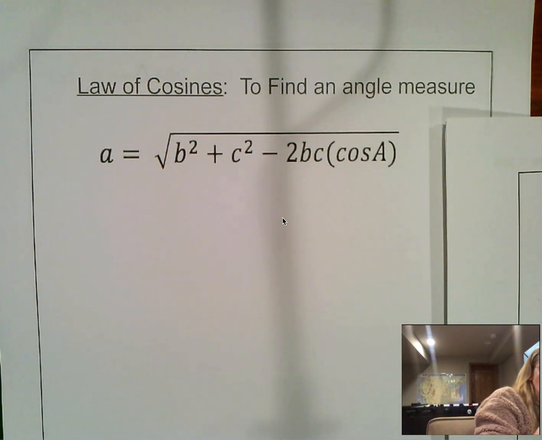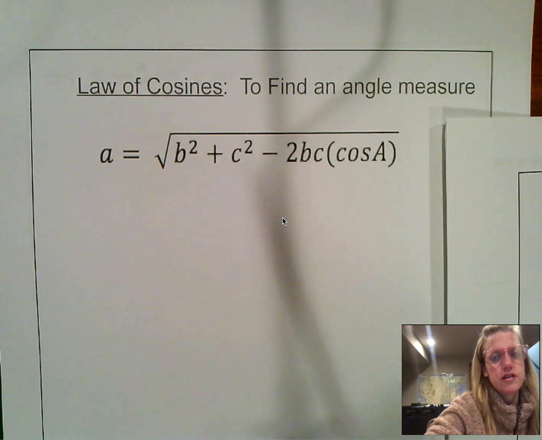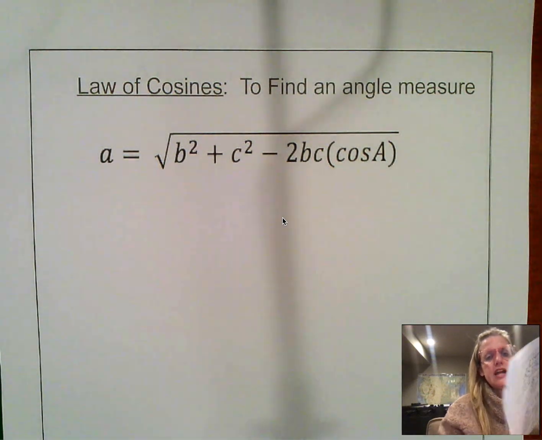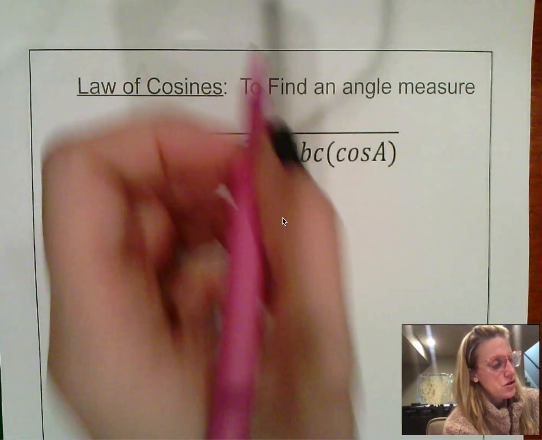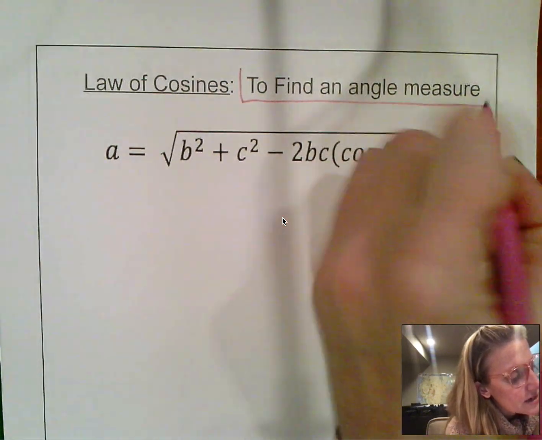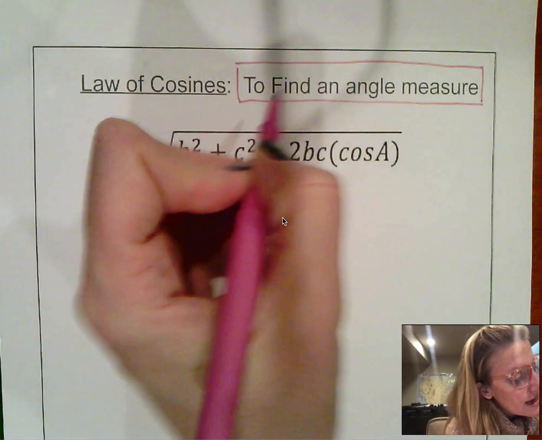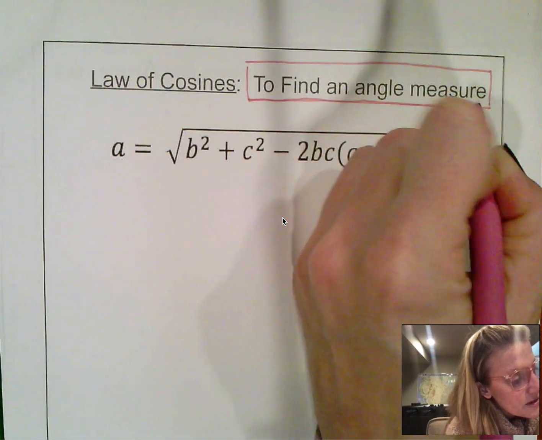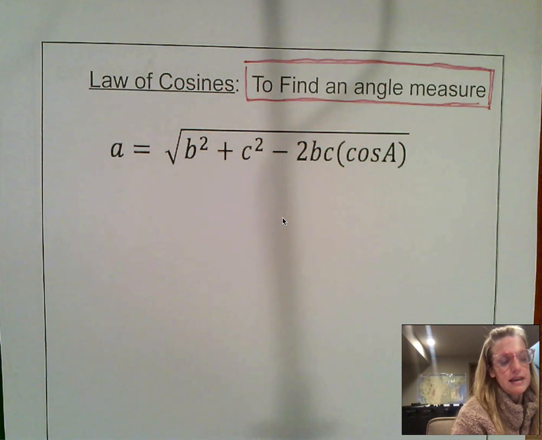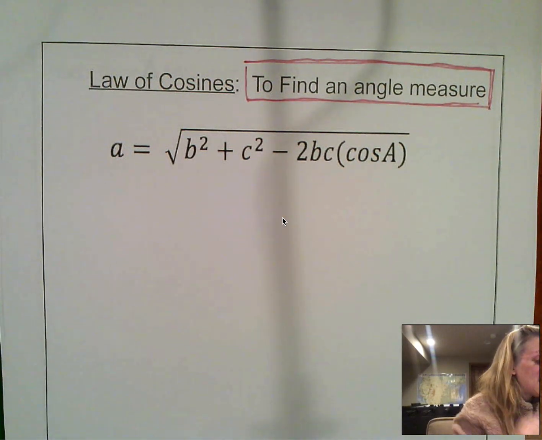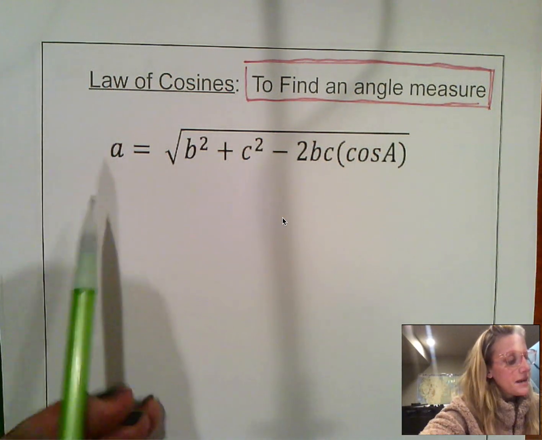All right. Now the question is how can we change this formula to be when we're finding an angle measure? So law of cosines, I would label this next part. Just like finding a side length, there's going to be three formulas, one for angle A, one for angle B, one for angle C. But if you know one of them, you've really got all three of them.